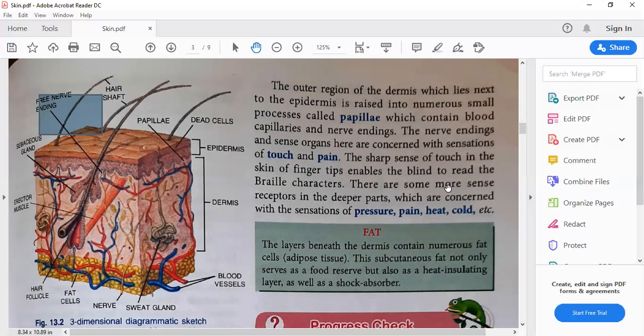The layer beneath the dermis, अभी dermis के नीचे दिख रहा है आपको येलो येलो. Okay, yes, that is the adipose tissue. This subcutaneous part not only serves as a food reserve, but it is also a heat insulating layer as well as shock absorber. समझा क्या?